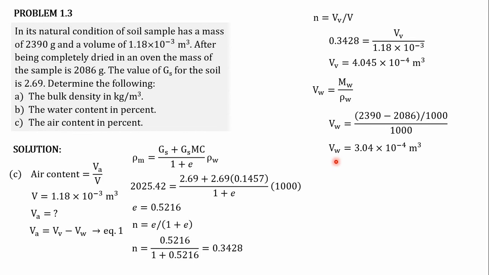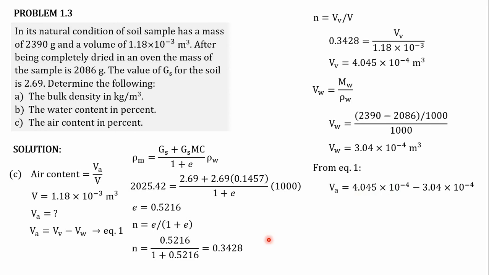Ito yung volume of water niya. Okay? So, now we can solve the volume of air. From equation 1, from dito, the volume of air is equal to volume of voids minus volume of water, which is equivalent to 4.045 times 10 to the negative 4.